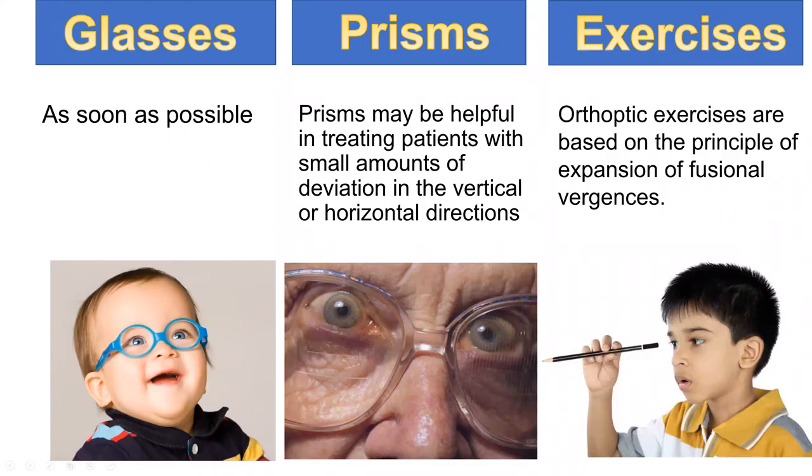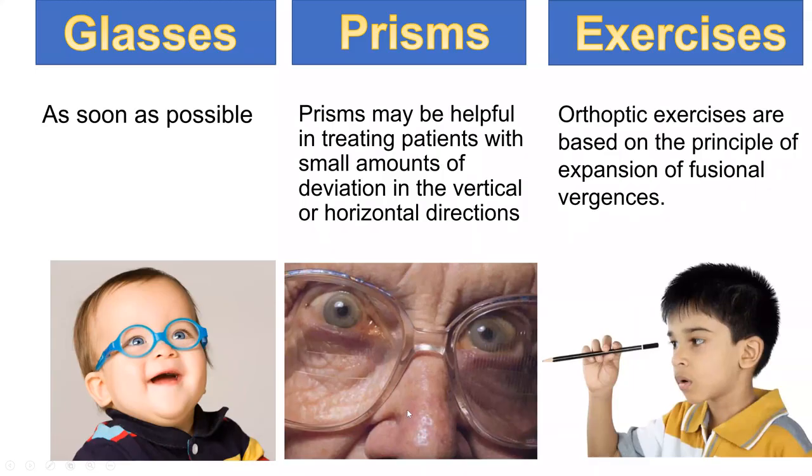So this can also be utilized as a line of management depending on the case. It is very useful for convergence insufficiency, for cases of intermittent exotropia, as we just mentioned last time, and also can be used for decompensating accommodative esotropia. Okay, so this is the medical non-surgical management of patients with strabismus.